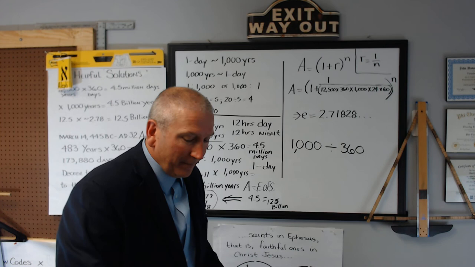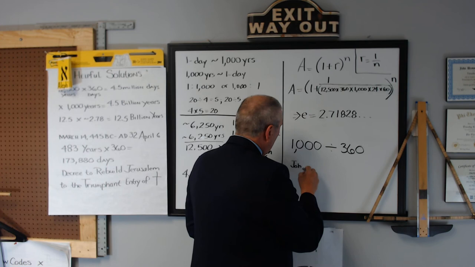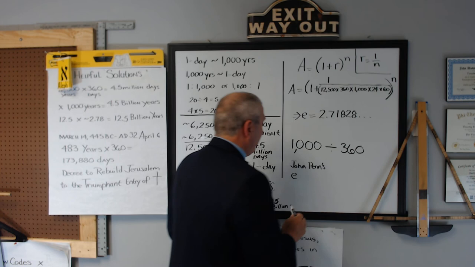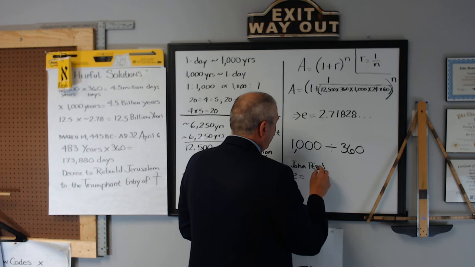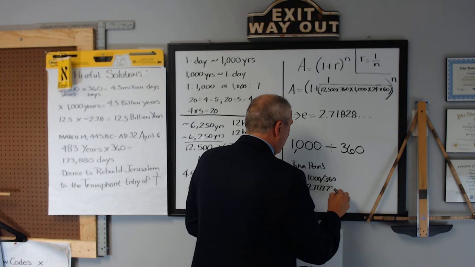Notice the similarities. So here's, I'll just write it. John Penn. E. Now his middle name starts with an E. Isn't that interesting? So here's John Penn's E. That factor of multiplying there is just 1,000 divided by 360, and that equals 2.7777778.